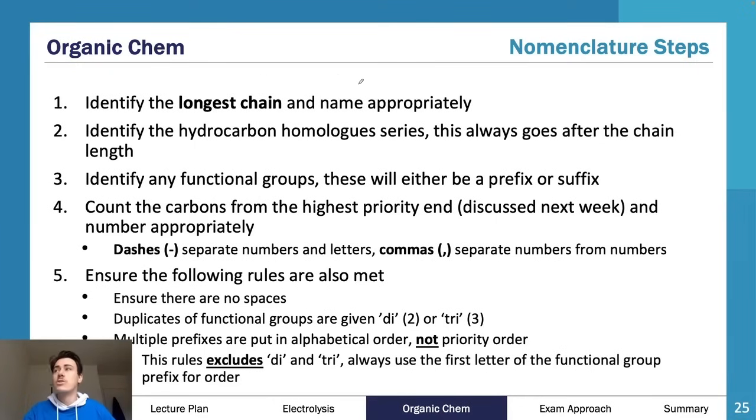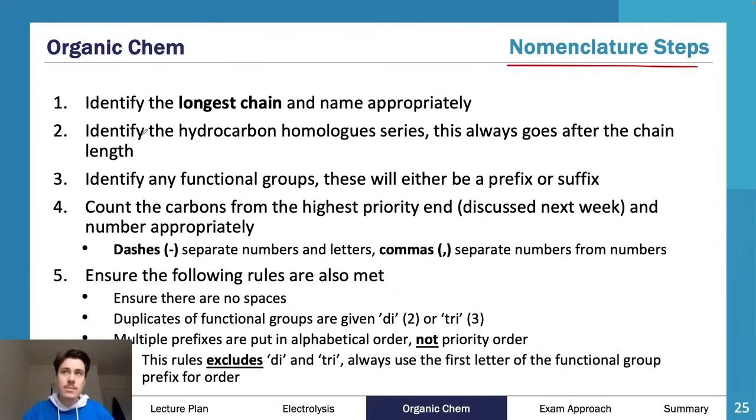So let's talk about how I approach nomenclature. Nomenclature, again, is a fancy word for naming things. Really important. This is how I approach nomenclature. You don't necessarily have to take this approach, but I would highly suggest it. This is how I've taught it to all my students over the past 6 years, and it's sat them well.